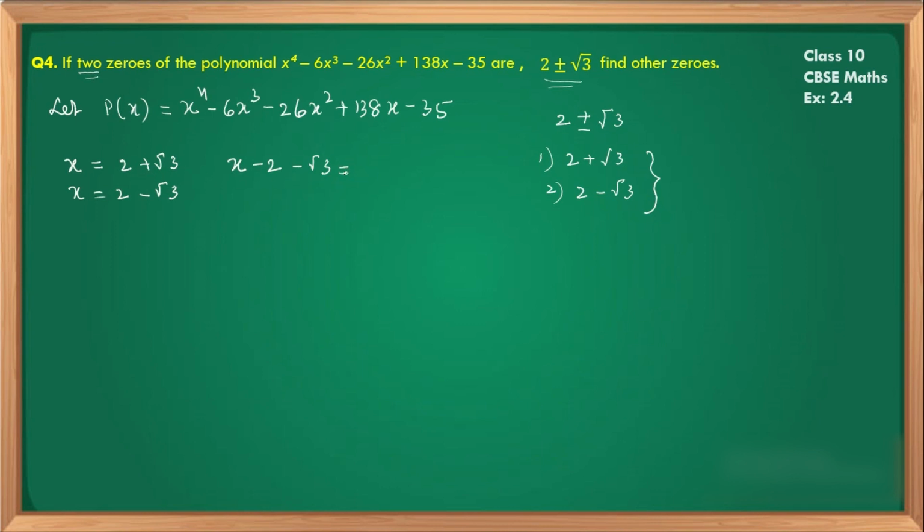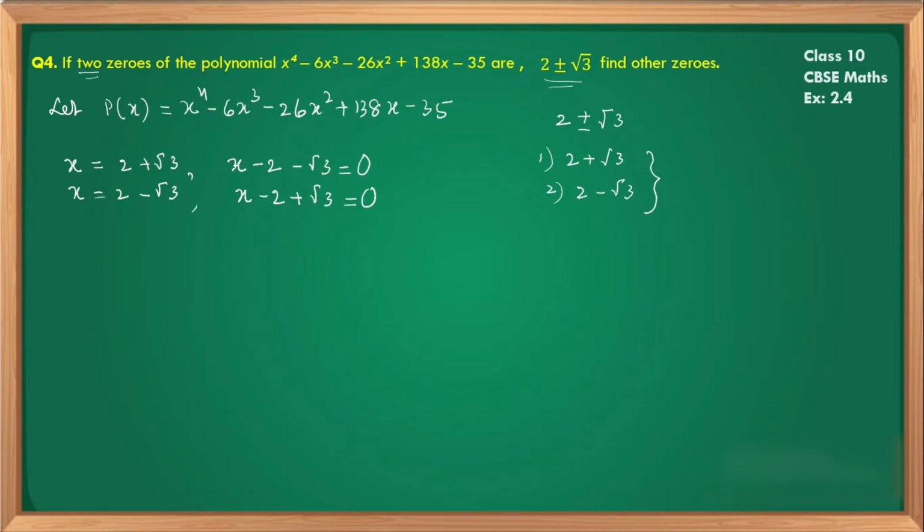Now that is equal to what? 0. Now similarly, even for this we do the same. Take out all this 2 and minus 3 to the LHS. Then minus 2 and this minus becomes plus. Put root 3 as it is. Now that is equal to 0.